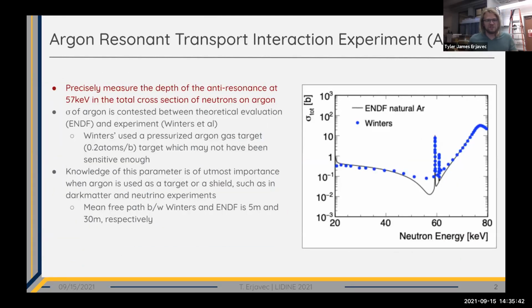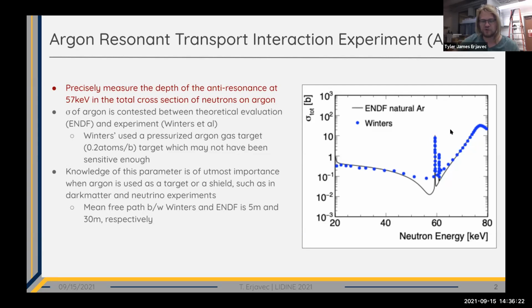So our experiment is called the Argon Resonant Transport Interaction Experiment, or ARTIE for short. We aim to precisely measure the depth of the anti-resonance at 57 keV and the total cross-section of neutrons in argon. So why do we need to do this? Well, the total cross-section of argon is contested between a theoretical evaluation via the Evaluated Nuclear Data File and experiment. There was an experiment done in the 90s by Winters that used a pressurized argon gas target with a column density of around 0.2 atoms per barn, and that may not have been sensitive enough.